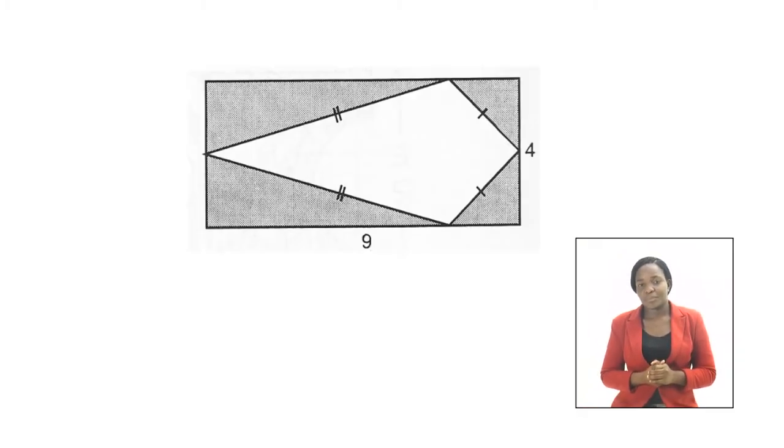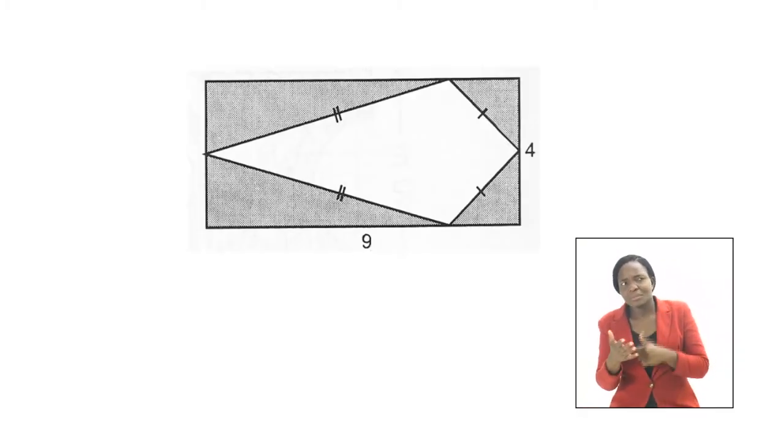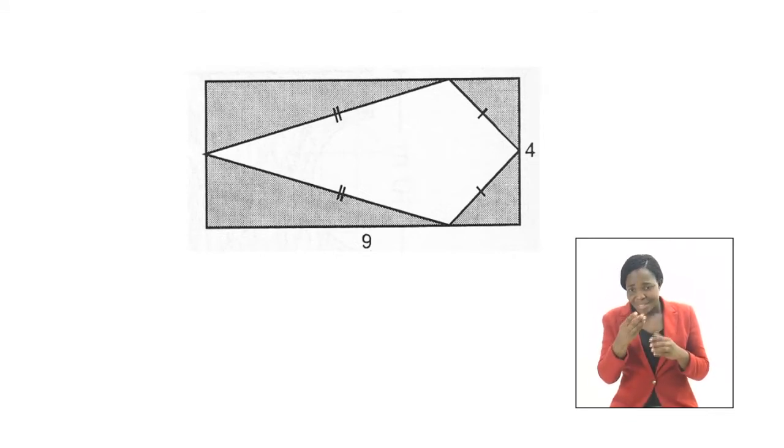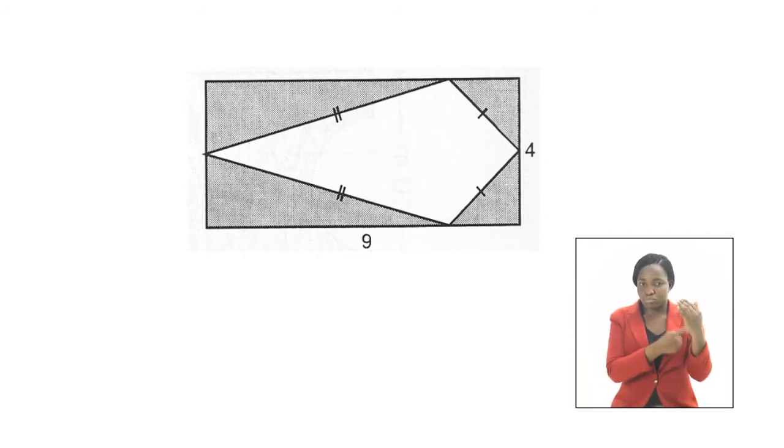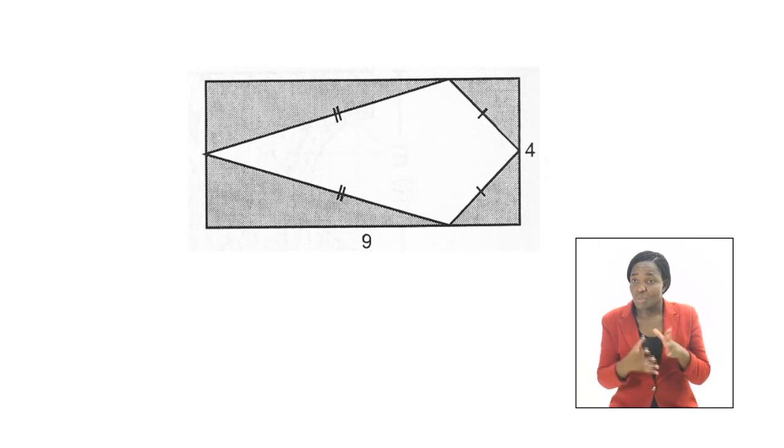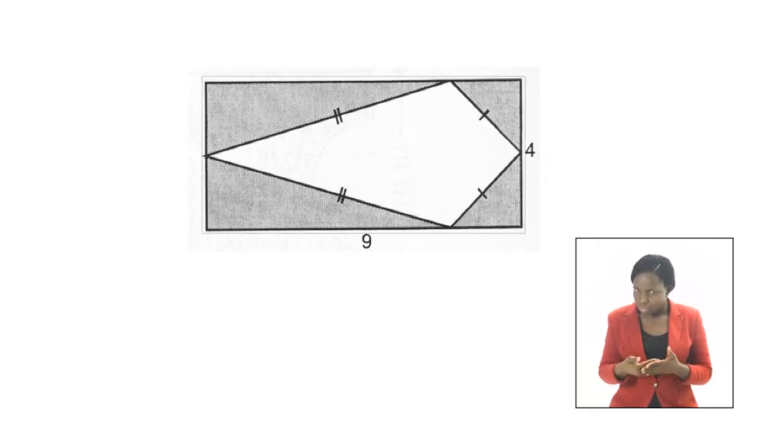See, ma'am, with this problem, they want the area of the kite, but they don't give the diagonals. But with a bit of logic, you can work it out. Look here. The length of the rectangle is 9 centimeters, right? It is always a good idea to work out the diagram and show as much information as you can. Did you think to draw the diagonals of the kite? Do that and see if it helps.